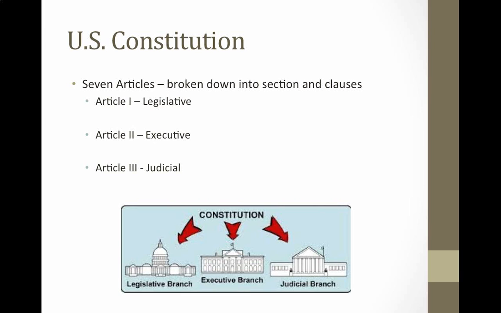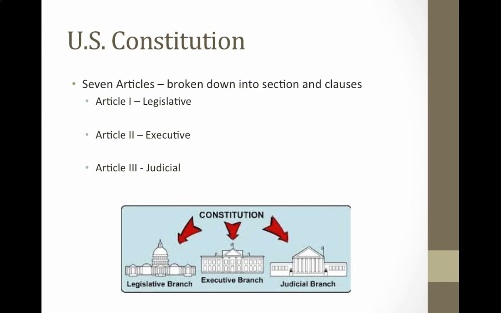We have a bicameral legislature, which we covered earlier in terms of how the Founding Fathers made up our government. So we have a bicameral legislature, which means we have a 2-house legislature. So Congress is the name of our legislative branch. They're responsible for making laws. It's made up of the House of Representatives and the Senate. Then we have the executive branch.